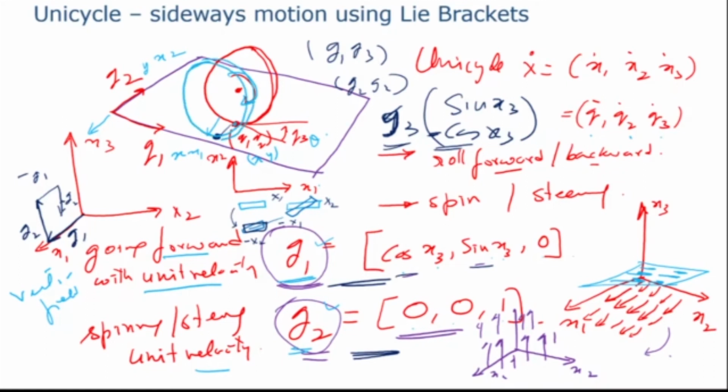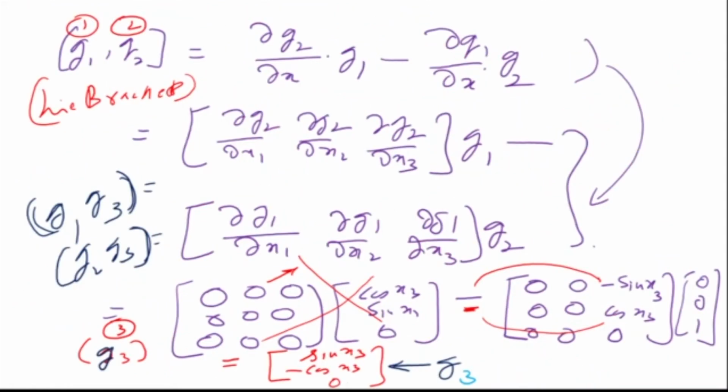So this is mathematically telling us that by taking the Lie bracket of g1 and g2, you are generating a third vector field, which is g3, and this is telling us that it can have a velocity in that direction, and that is what allows the wheel to actually go and park sideways. So this is also allowing the car to go and park sideways.